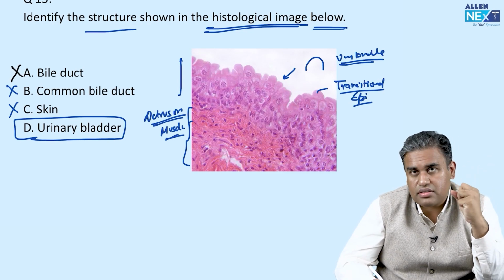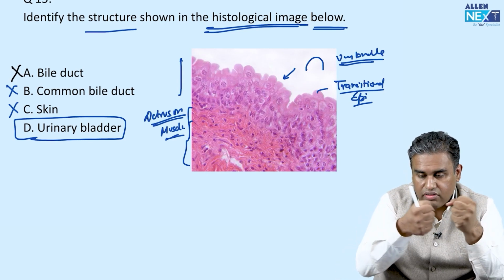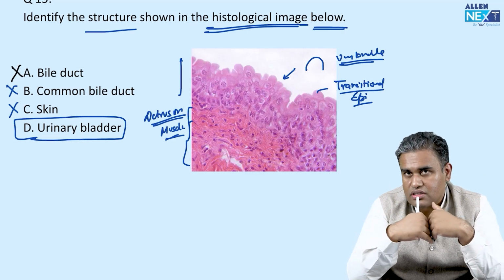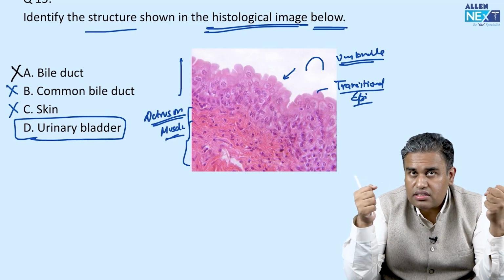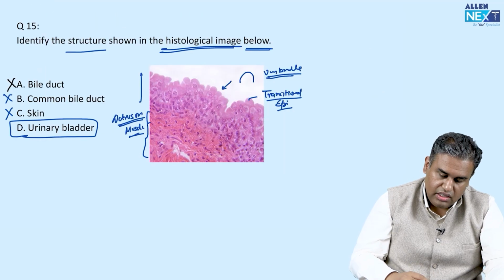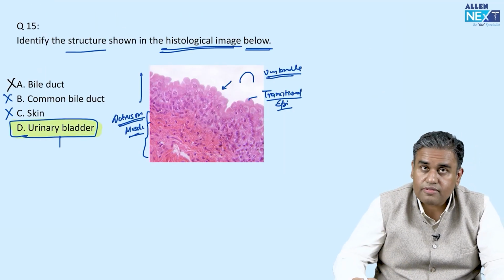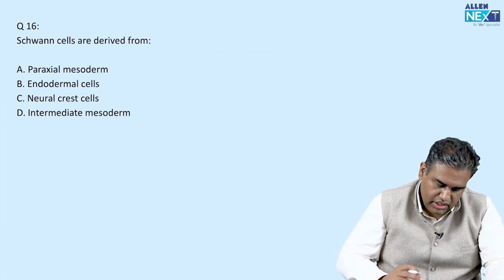Therefore, the function determines the structure. And why transitional? Because the bladder will be stretched, and you don't want the urine to be absorbed back into the system, right? So you have multiple layers which are transitional in nature. That is why it is the urothelium, and the answer over here is our urinary bladder. I hope the point is clear. Let's see the next one.